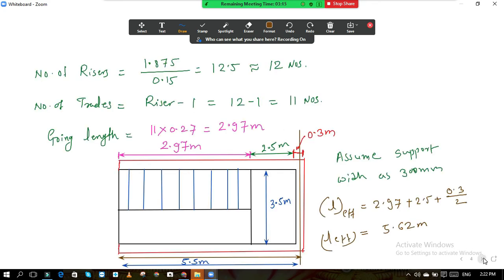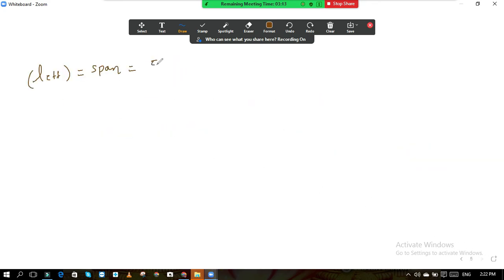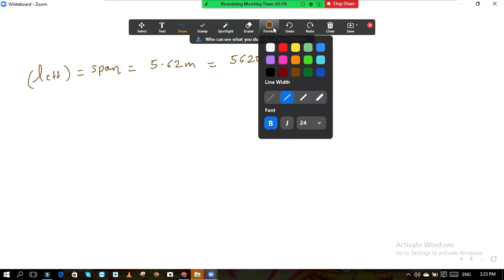So here L effective, that is the span, is equal to 5.62 meter, which is equal to 5620 mm. Okay. Now this is the effective length.